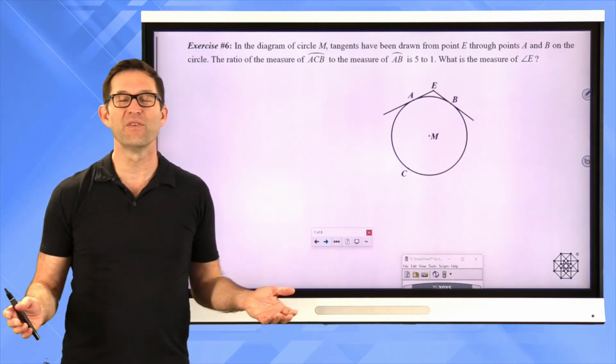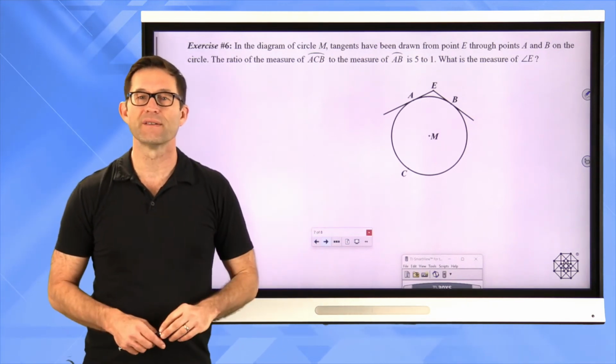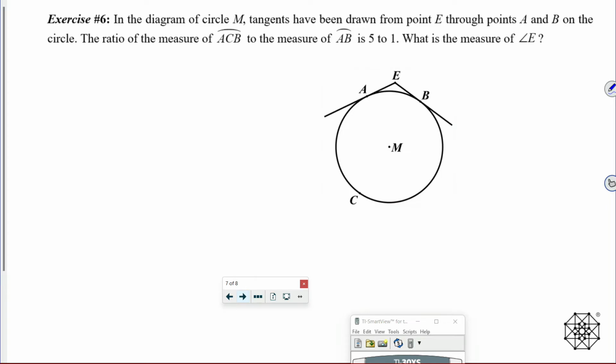All right, we've got to do the 2-tangent case. So exercise number 6. In the diagram of circle M, tangents have been drawn from point E through points A and B on the circle. The ratio of the measure of arc ACB to the measure of arc AB is 5:1. What is the measure of angle E?